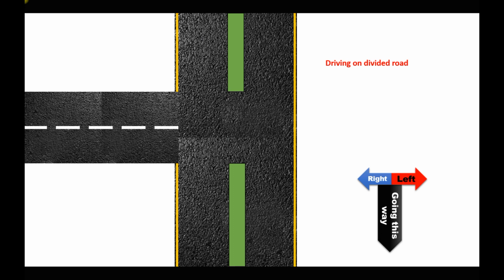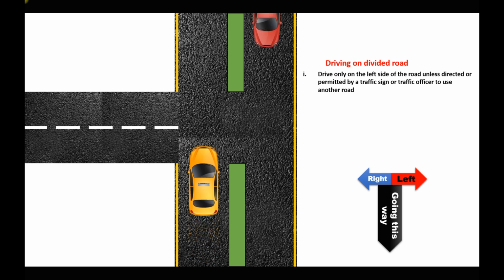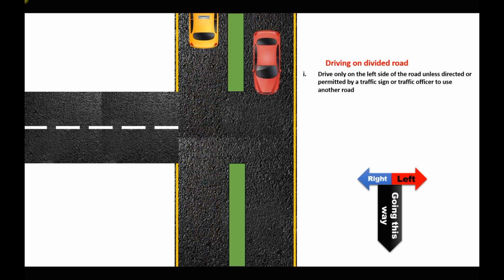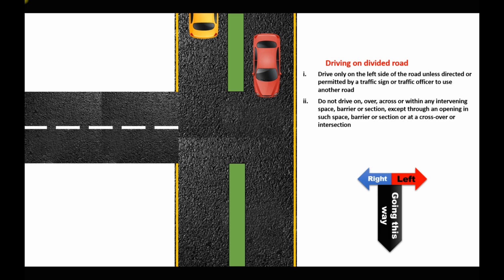Alright, now sometimes when you can only drive on the left side, like we mentioned earlier, you can only drive on the left side of the road unless you are directed or permitted by a traffic sign to drive on the right side, which is most likely not going to happen for you to cross over. So you do not drive on, over, or across or within any intervening space, barrier, or section except through an opening in such space, barrier, or section at a crossover or intersection.